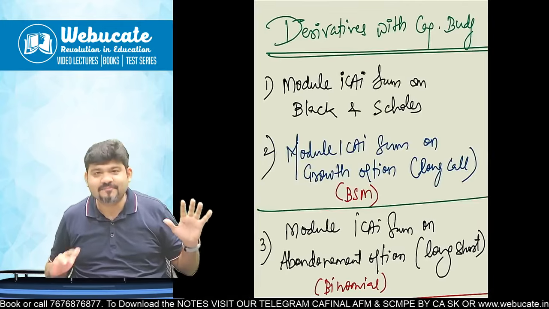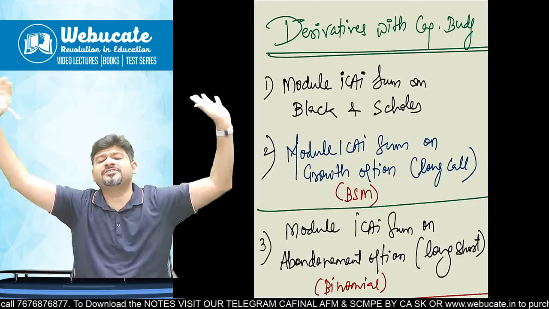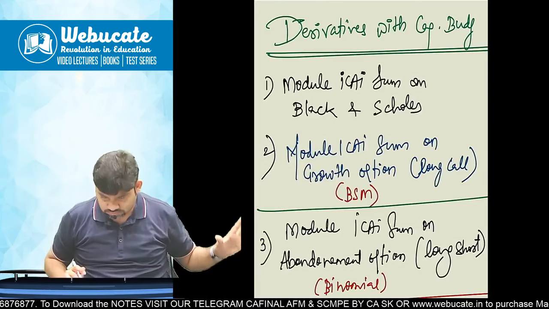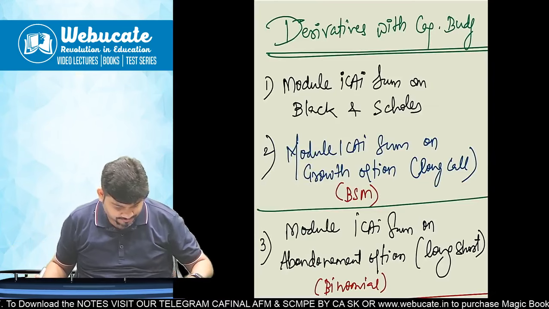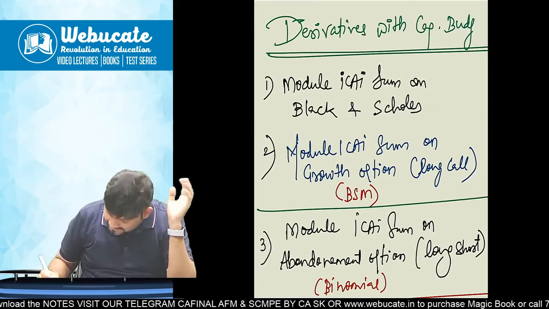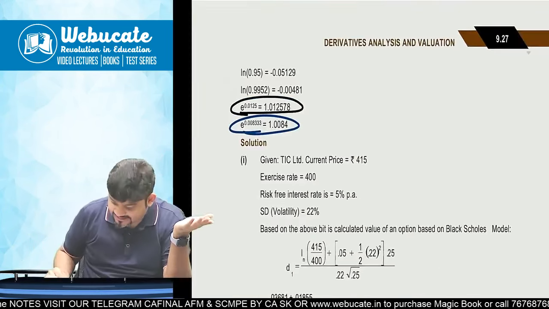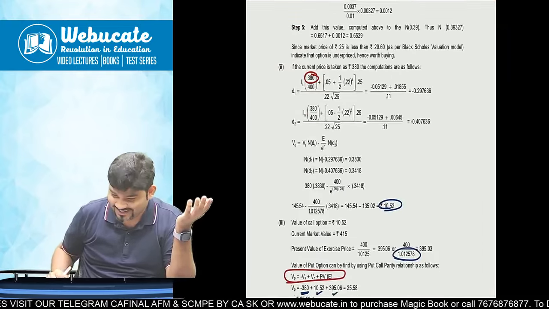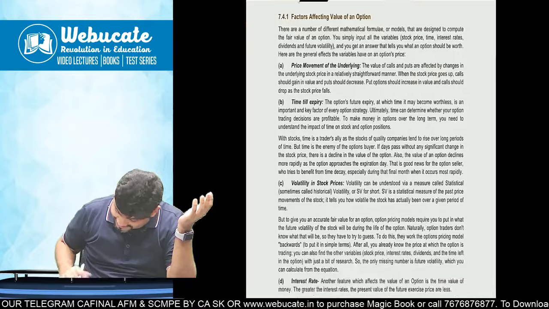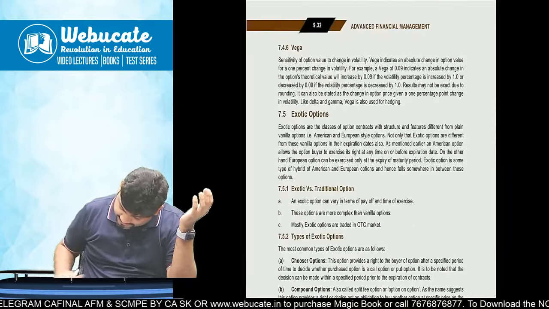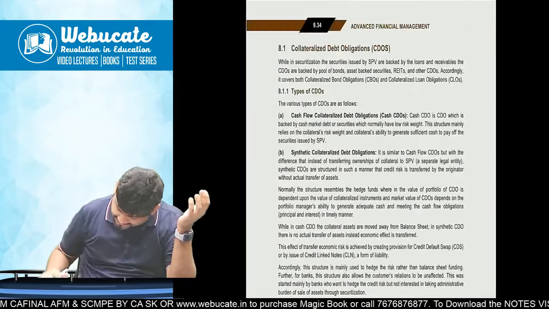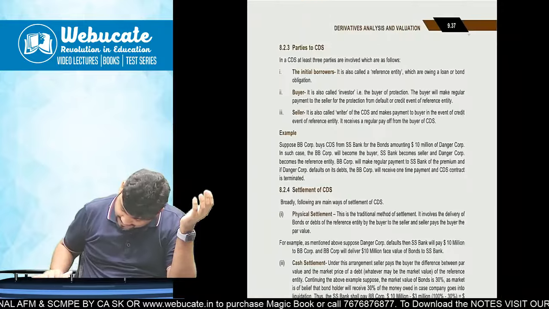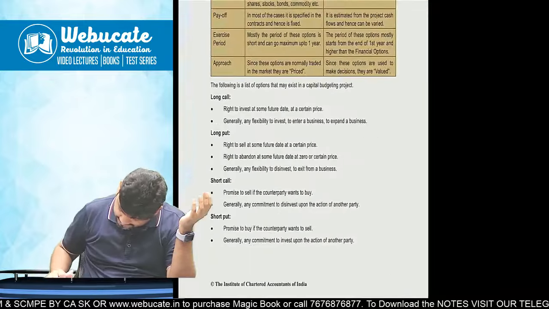Now, the sum solving part we will do, and we'll be done with derivatives with full revision. So, let's start now. As usual, the ICAI module is already open. So, we just have to pick up the next question and solve it. Illustration number 4 probably is what will be in line. Here it is.